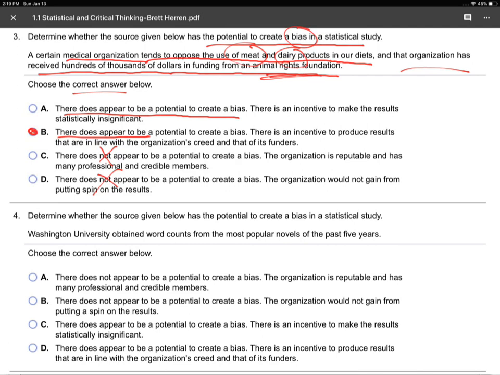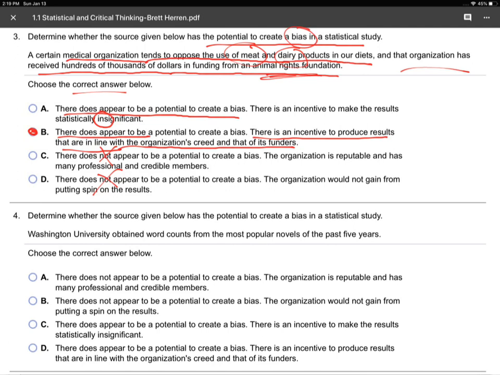Do you see how they said insignificant here? There's not a motive to make them insignificant. There's a motive to make them significant. They want to make it seem like it matters, right? That's their motive. There is an incentive to produce results that are in line with the organization's creed and that of its fundraisers. Yeah. Make sense?